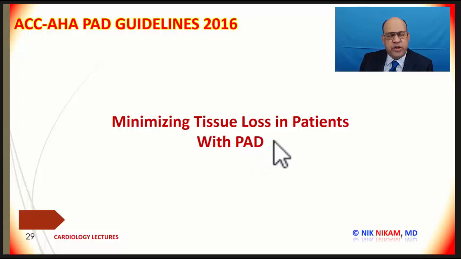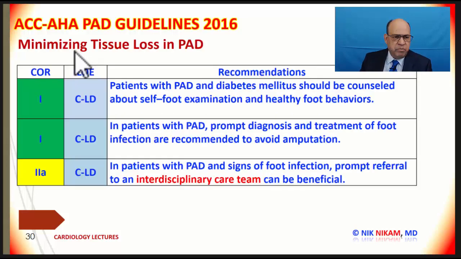One of the saddest things about peripheral arterial disease is its progressive nature and also its devastating effect on the lower extremities. That's why minimizing tissue loss should be of high priority in patients with peripheral arterial disease, especially those who have a history of diabetes mellitus or who have a history of smoking. Minimizing tissue loss in patients with peripheral arterial disease. Patients with peripheral arterial disease and diabetes mellitus should be counseled about self-foot examination and healthy foot behaviors.